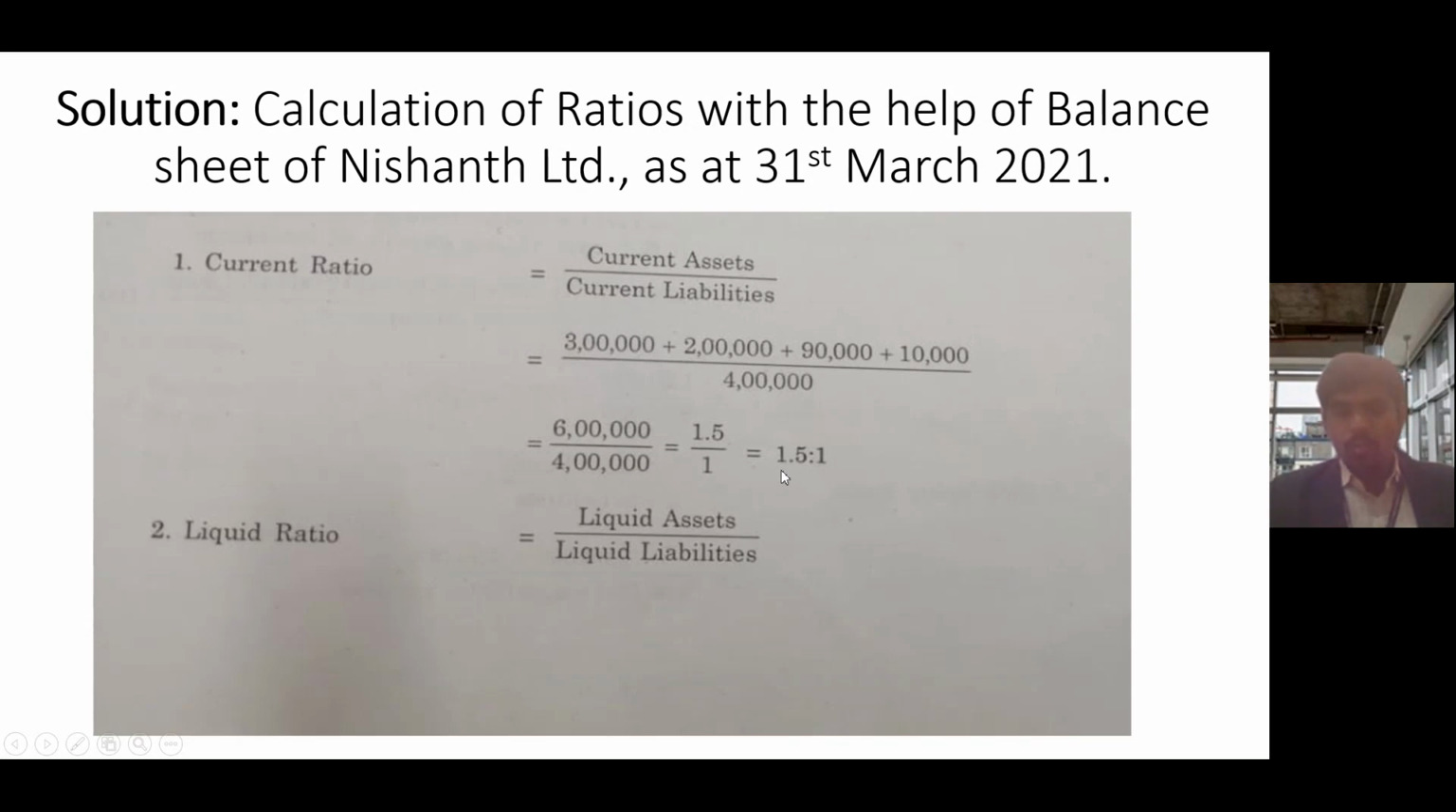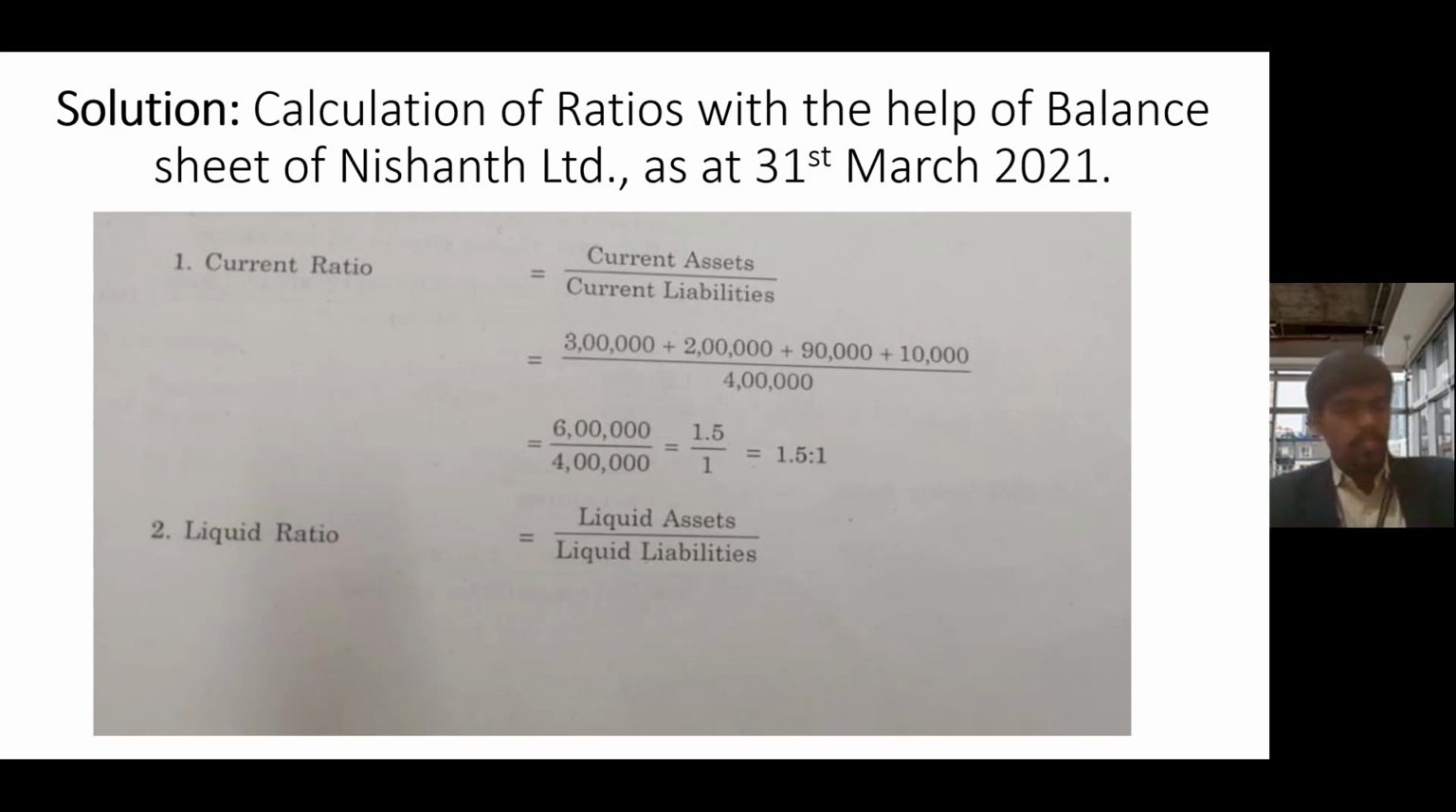So we got 1.5 is to 1, which means, for example, if there is a 1 rupee liability, then we have 1.5 rupees to pay it off. The rest of the 0.5 rupee will be our income, we can say, or our profit. Okay, so this is about the current ratio.